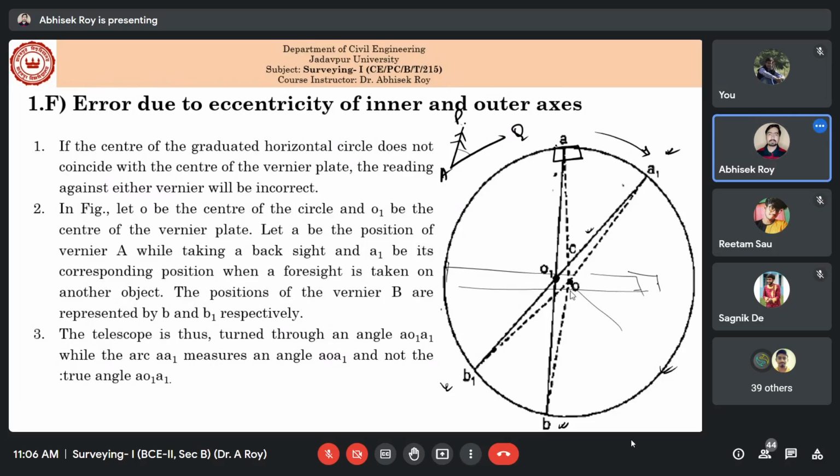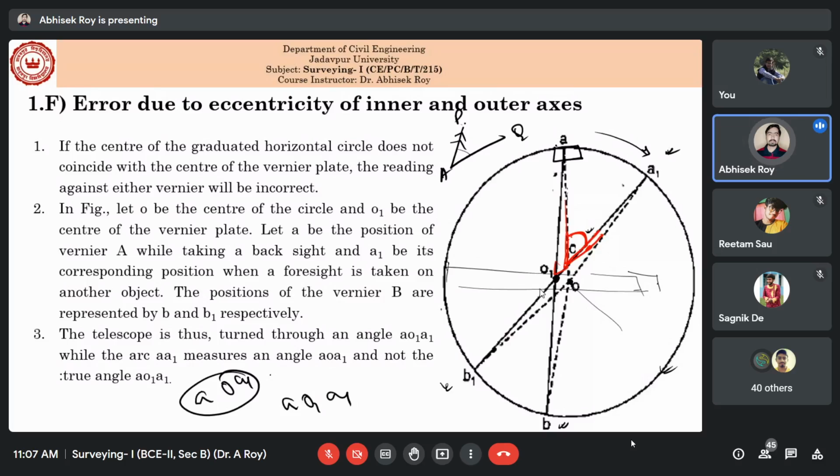So then what will be the error that we have to calculate? In the main scale, the reading will show with respect to O, or you are basically measuring OA O1, but your actual movement is O1 A1. But which angle are you measuring? O A1. You are measuring this angle in the main scale, but you should measure this angle.